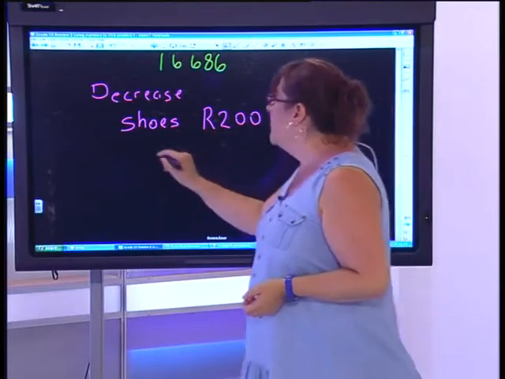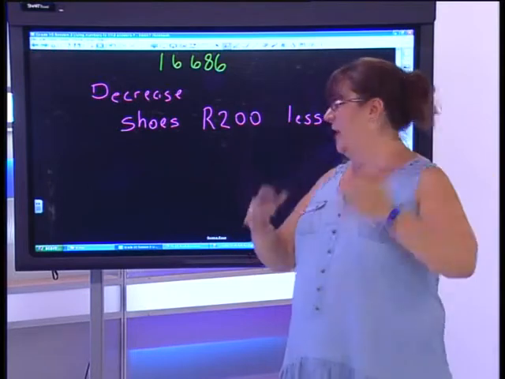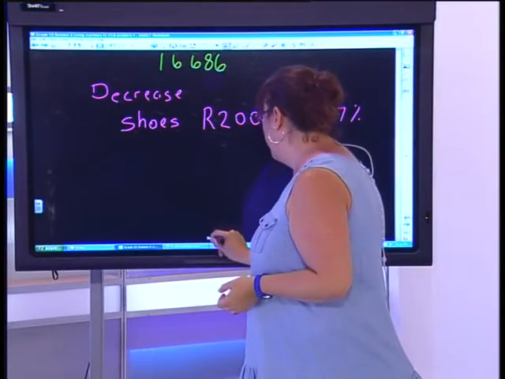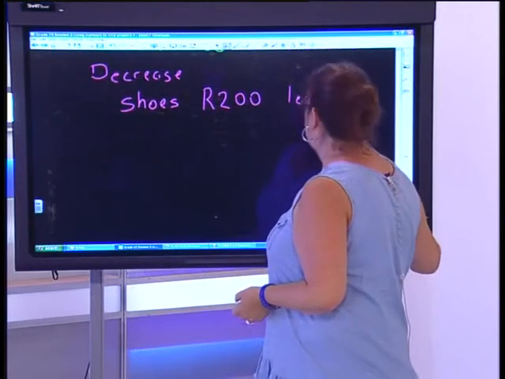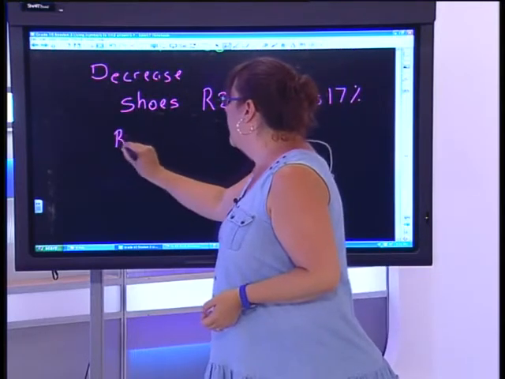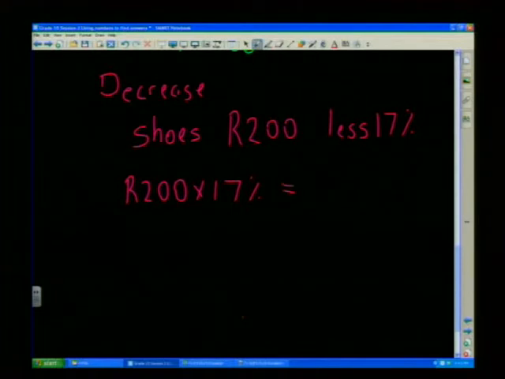Right. So I'm going to show you two ways of doing it, the same way I did with the increase. So firstly, we take our 200 rand. Let's extend this a little bit. And we need our question. We've got our 200 rand. And we need to work out what the 17% is of that 200 rand. So let's get an answer for that.